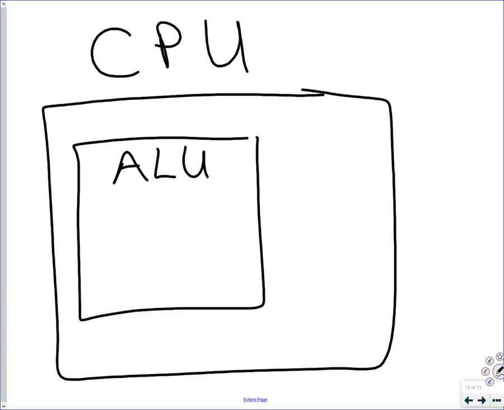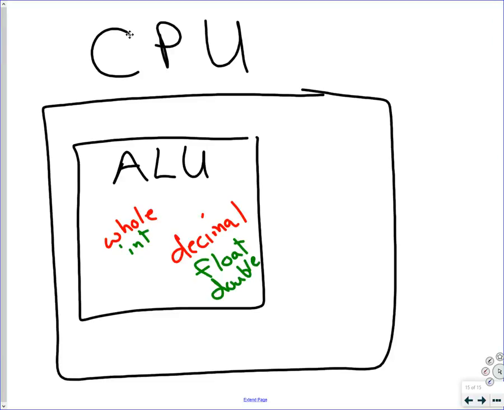They also separated that into a section that handles whole numbers and decimal numbers. We might call those integers and floating numbers, or doubles. Okay? It separated it into those two sections. But we still need more. Think of that as just like a little calculator in there that can do lots and lots of math really fast. But there's also one other part of the CPU.